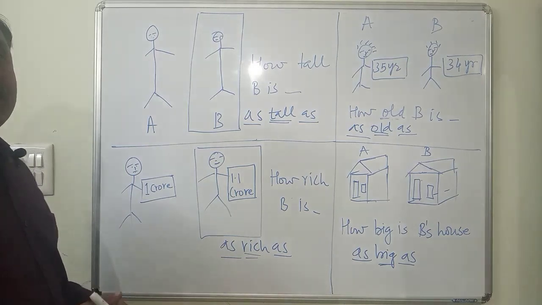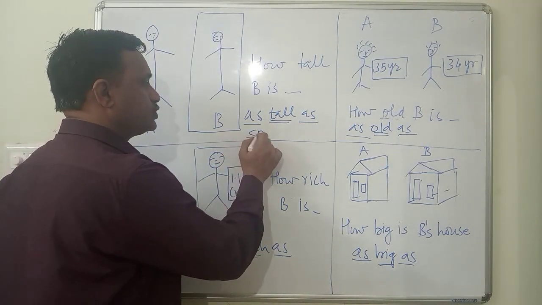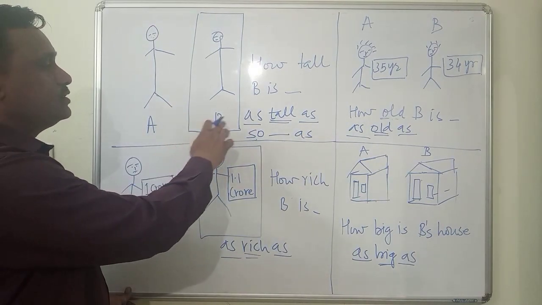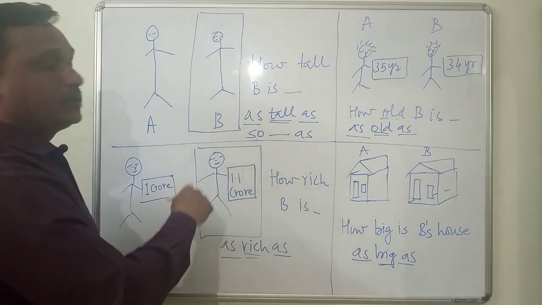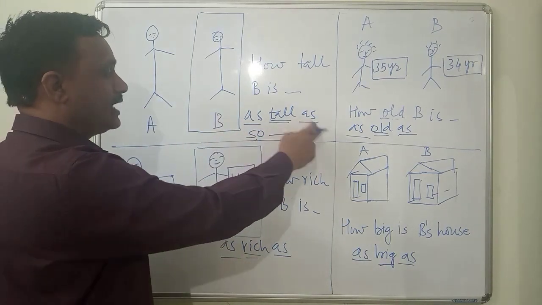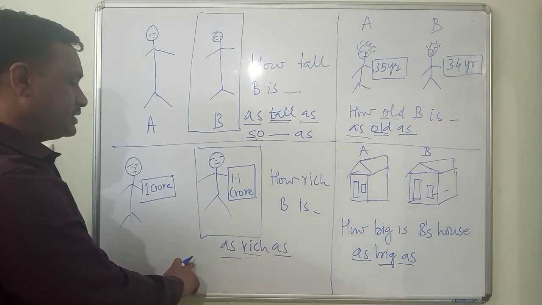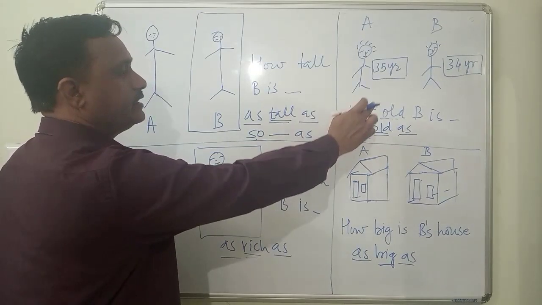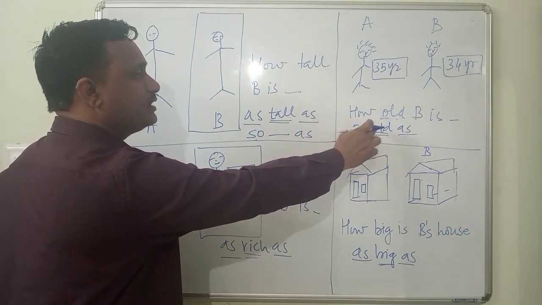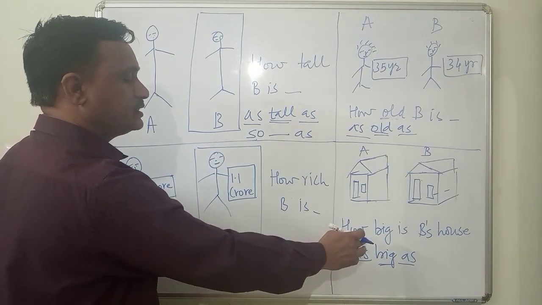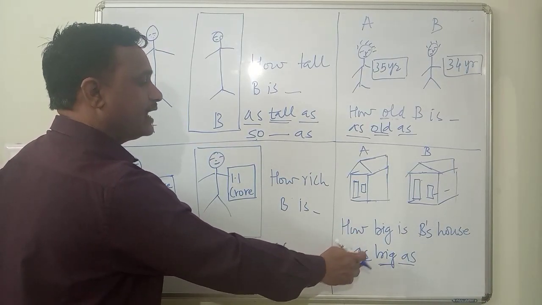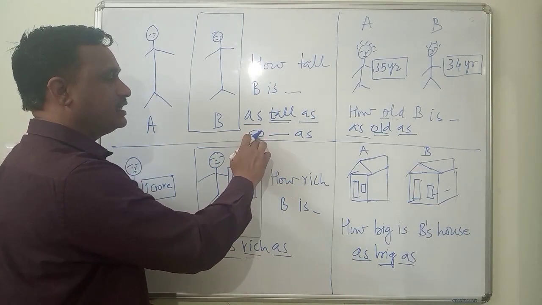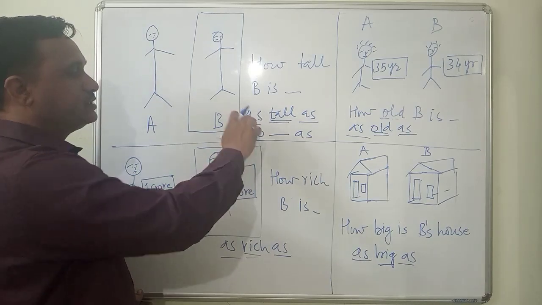You can also have this positive degree saying so as. B is not so tall as A. You can say B is not so rich as A. B is not so old as A. B's house is not so big as A's. So this is in negation. In negative sense, we can use so as, and in positive sense as.